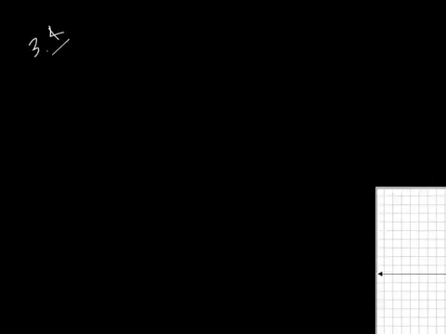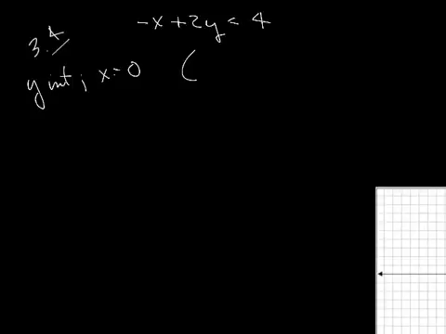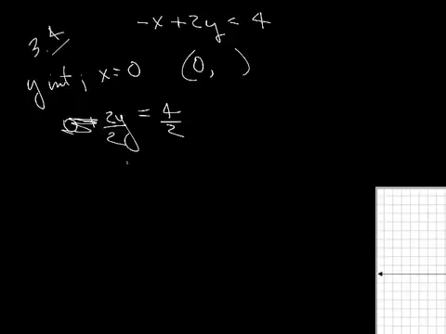Alright, so example 2 says negative x plus 2y equals 4. Finding the intercepts. Alright, so let's find the y-intercept. You use a y-intercept when x equals 0. So our parenthesis is going to be 0 something. So we're going to put 0 in for x, so negative 0 is just going to be 0. So that goes away. Divide by 2, divide by 2, y equals 2. So when x is 0, y is 2.